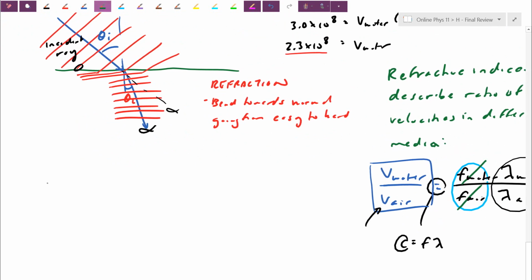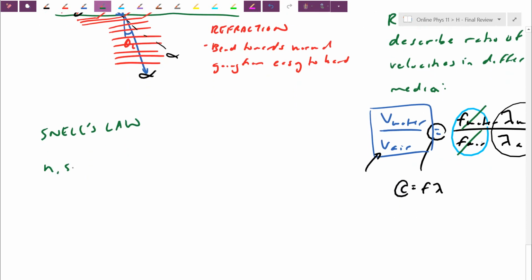So let's move back and rehash Snell's law. Snell's law gave us a nice connection for both reflection and refraction. Basically it said n1 sine theta 1 has to equal n2 sine theta 2.